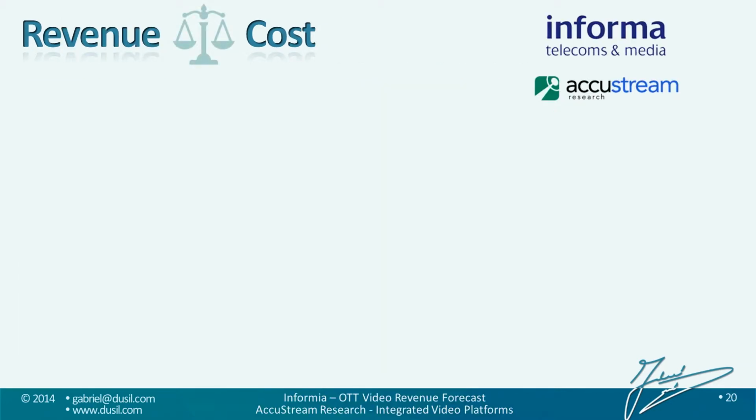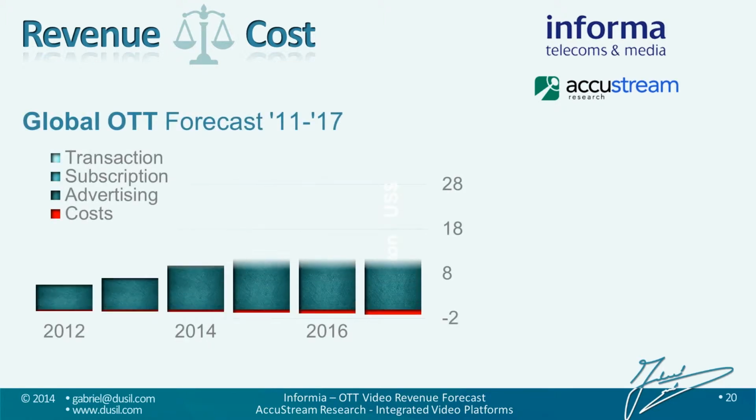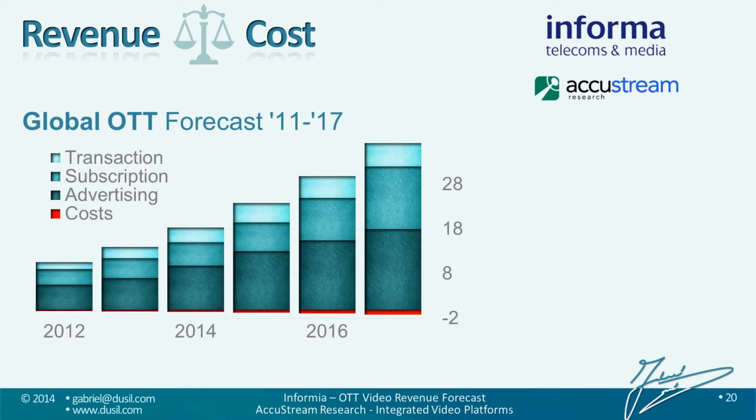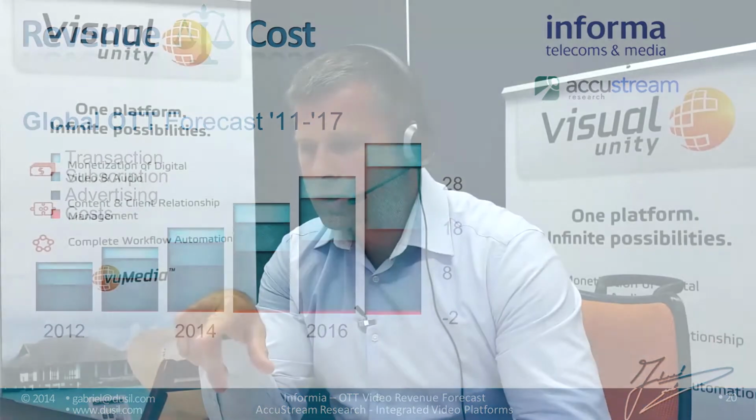What I've done here is I've combined the cost associated to OTT platforms from AccuStream and mapped that to Informa's revenue generation of OTT through transaction, subscription, and advertising revenue. And what this basically turns out to be is a 32-to-1 return on investment, which means that for every dollar we're investing in an OTT platform, we're generating $32 in OTT revenue.